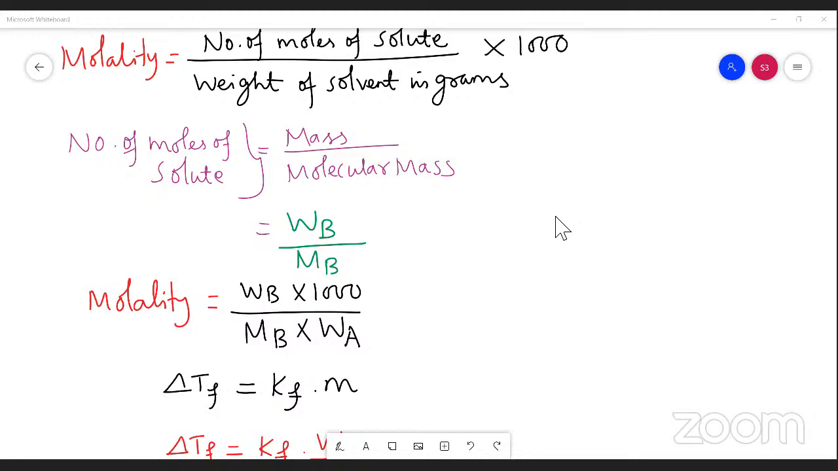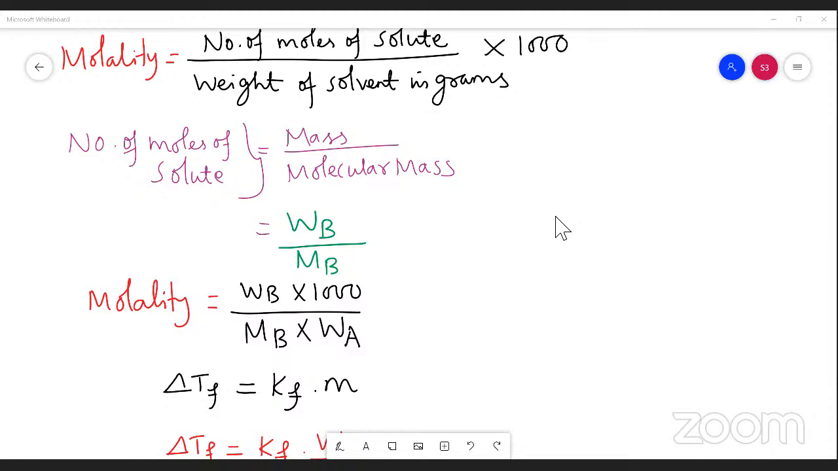What is the formula? T naught F minus TF. What is T naught F? Freezing point of a solvent. What is TF? Freezing point of the solution. So can you relate del TF with the molal concentration formula? Del TF is nothing but what? Kf into m. Good, Kf m. No doubt with that.